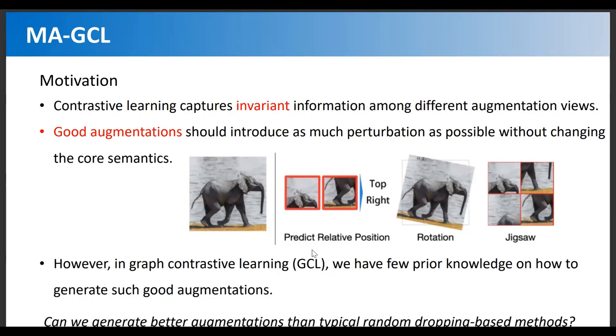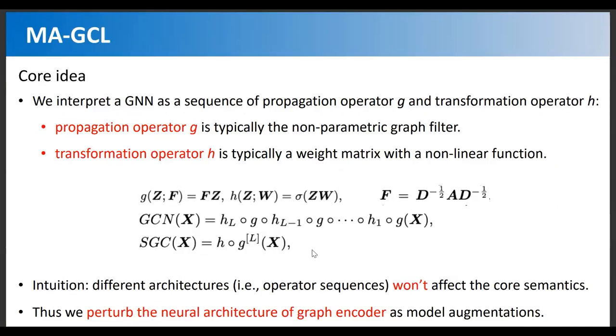However, in graph contrastive learning, we have little prior knowledge on how to generate such augmentations without affecting the core semantics. For example, in a molecule graph, if we randomly drop some nodes or edges, it will probably harm the chemical properties of the molecule. So in this work, we aim to find a better augmentation method than the dropping-based ones, and we propose a completely different augmentation paradigm.